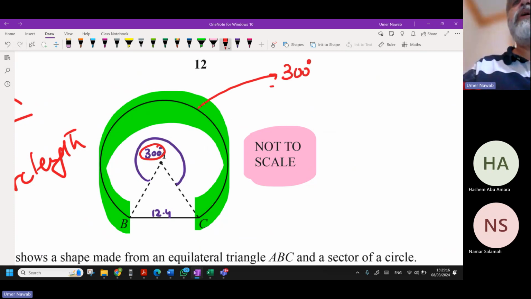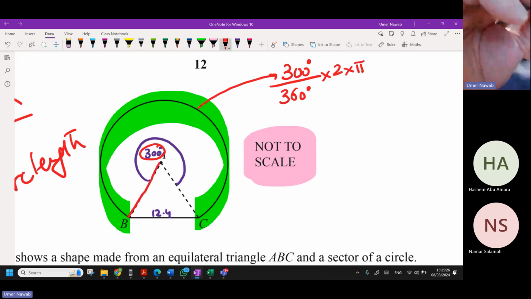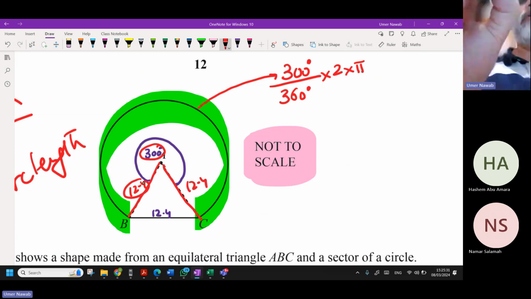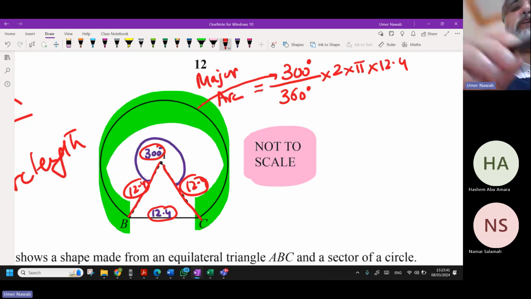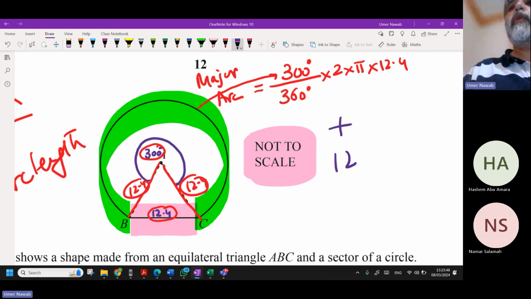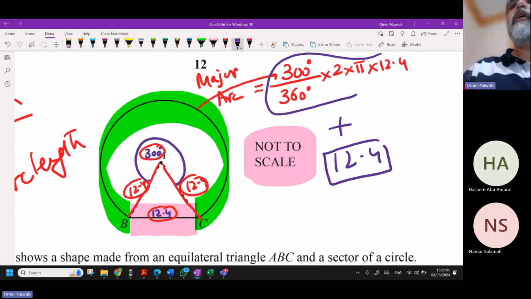So 300 on the top, divided by, I'm going to compare it with the circumference. So circumference is represented by 360 degrees times 2 times pi. And what is the radius, boys? The radius is 12.4. Don't you see this is also a radius? So 12.4, and side BC is also. So the radius is 12.4. So this is the length of the major arc. So length of major arc plus, this is already given, 12.4. Can I copy them in my calculator, guys?